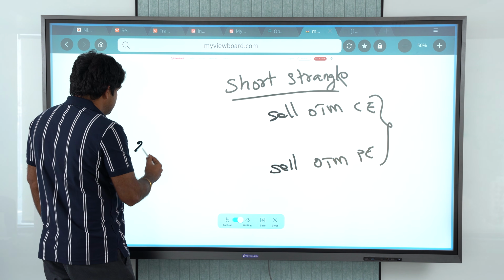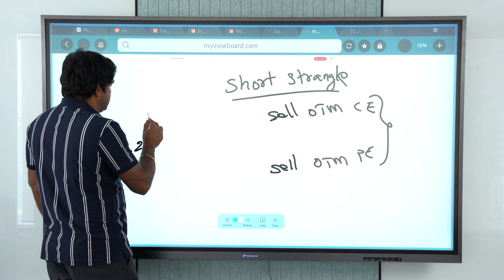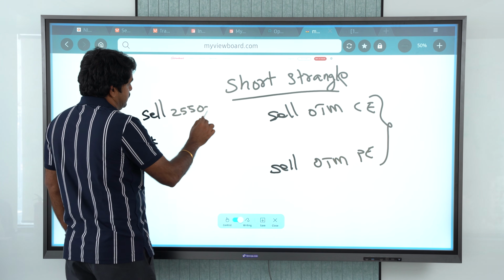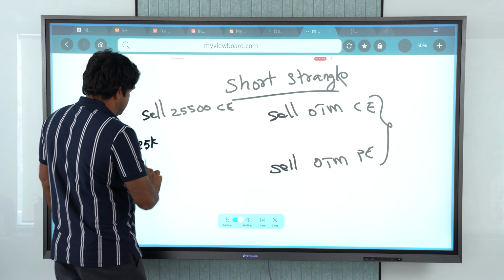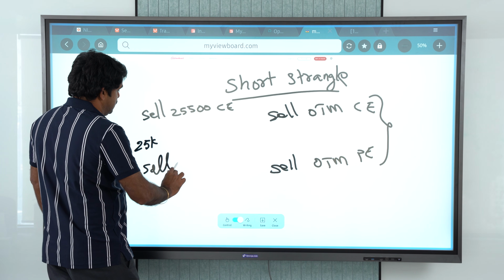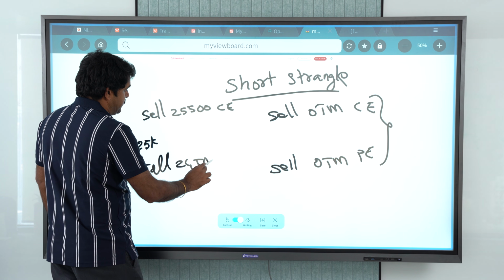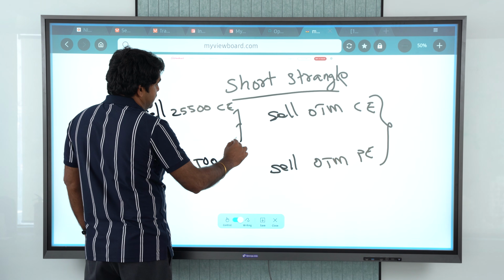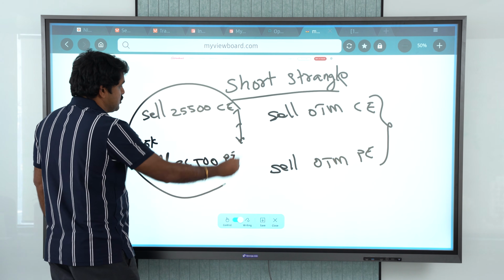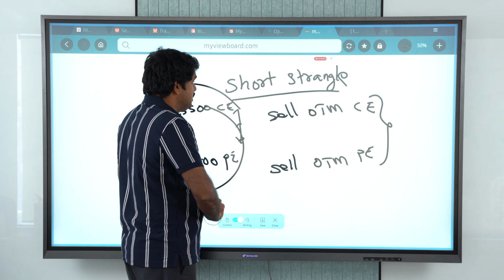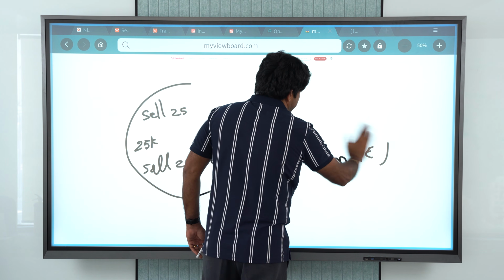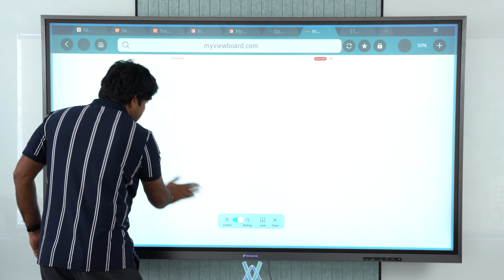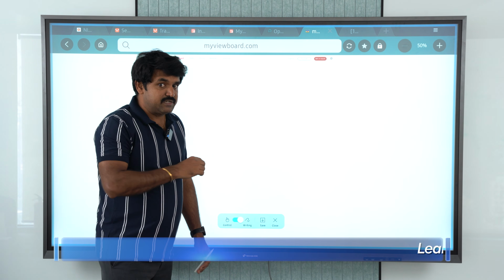Example, market is at 25,000, then sell 25,500 call and sell 24,500 put. This is 500 points up and 500 points down, you sell it. Actually, this is called short strangle. Okay, so this short strangle you can do in intraday as well as in positional. But today we are going to see how to do it only in intraday. That is what we are going to see.